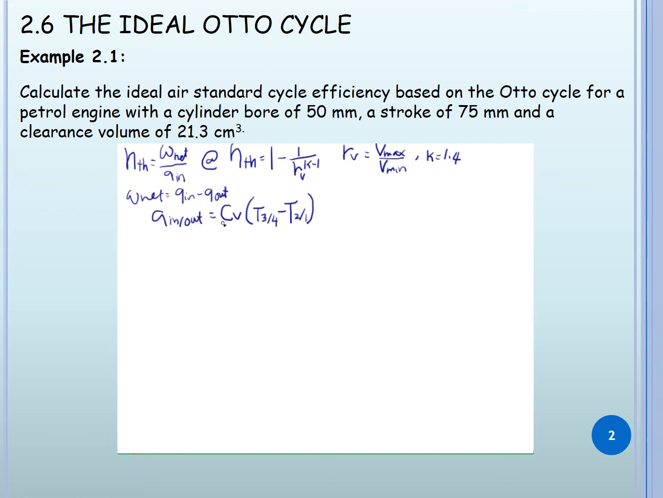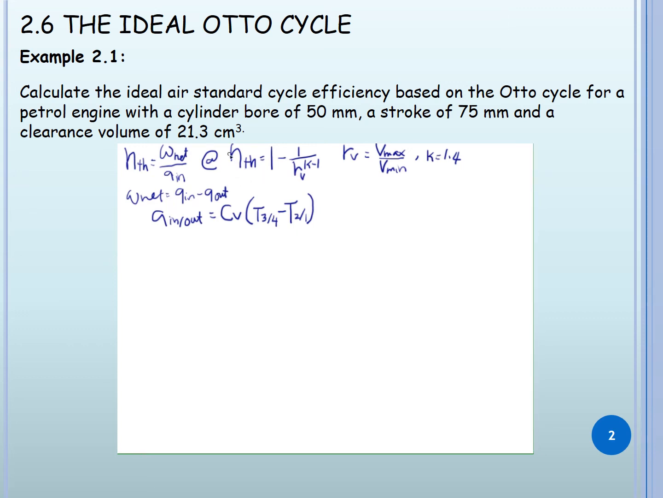So if we want to use the first equation, we have to find the temperatures. But obviously, in this example, we don't have any values given for temperature. So therefore, we cannot find the other temperatures at the other points.